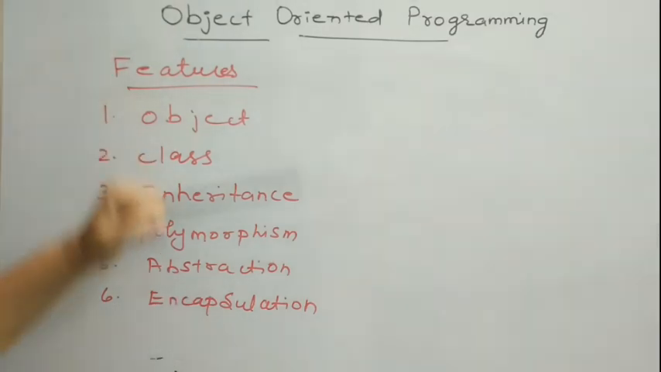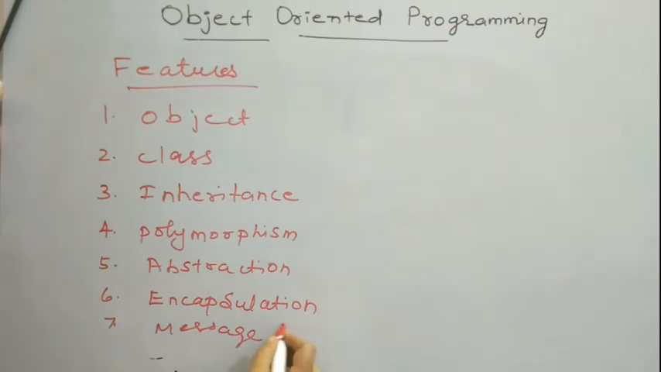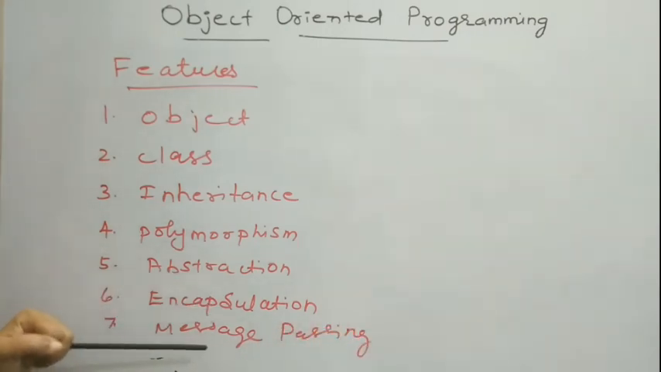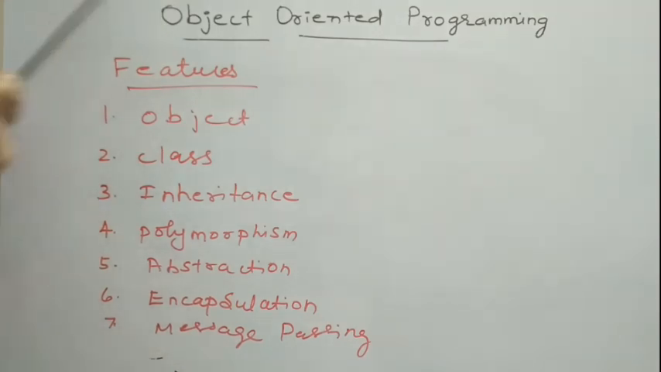So we have summarized all the features of object-oriented programming. And then the last one is message passing. In message passing, different objects may communicate with each other by way of passing messages. So these were all the features of object-oriented programming.